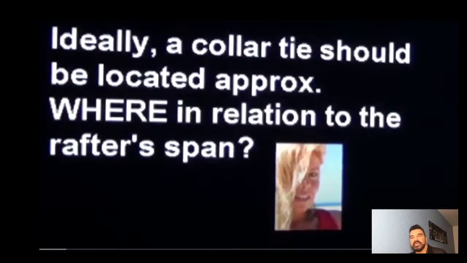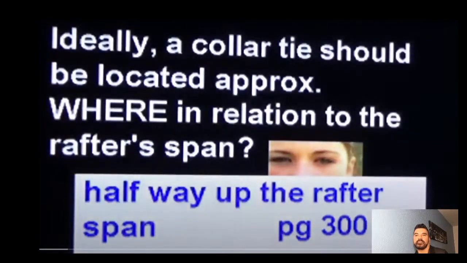So ideally, a collar tie should be located approximately where in relation to the rafter span? At the end, at the beginning, at the middle, 2/3 of the way down. That's the kind of answer we're looking for. The optimal answer is, of course, halfway up the rafter span. That can be found on page 300. And we say halfway up the rafter span. So next question.